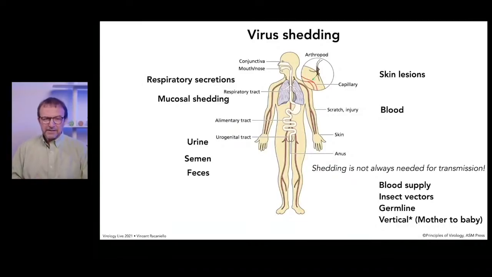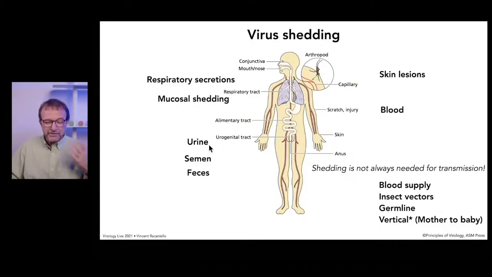Now, in many cases, but not all, shedding is needed for transmission. What is shedding? I think it's obvious, but it is release of virus from the infected host in some way. So we talk about respiratory secretions or respiratory droplets that are produced when you talk or sneeze, and mucosal shedding from mucosal surfaces. Your genital tract, for example, has virus.